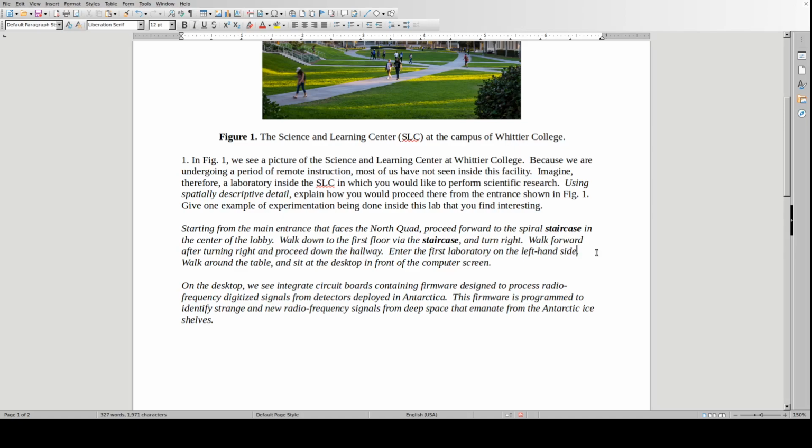Maybe I can add another spatial detail here, so that my lab has a window, like one of the walls is just a window facing the hallway. So enter the first laboratory on the left-hand side with the large window.